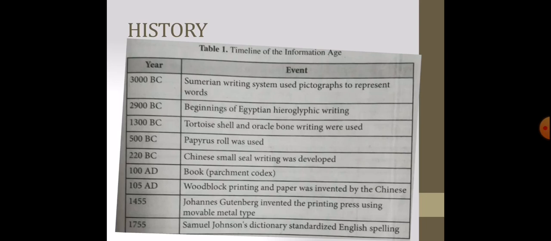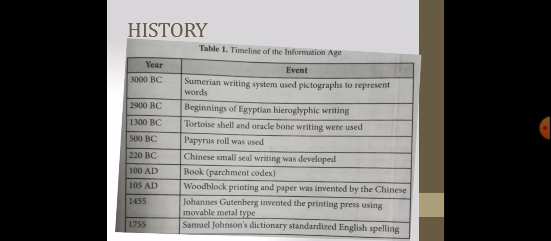Okay? In 500 BC, we have papyrus roll was used. In 220 BC, Chinese small seal writing was developed. In 180, book or parchment codex. In 105 AD, at the same time, woodblock printing and paper was invented by the Chinese. And in 1455, Johannes Gutenberg invented the printing press using movable metal type. In 1755, Samuel Johnson's dictionary standardized English spelling.